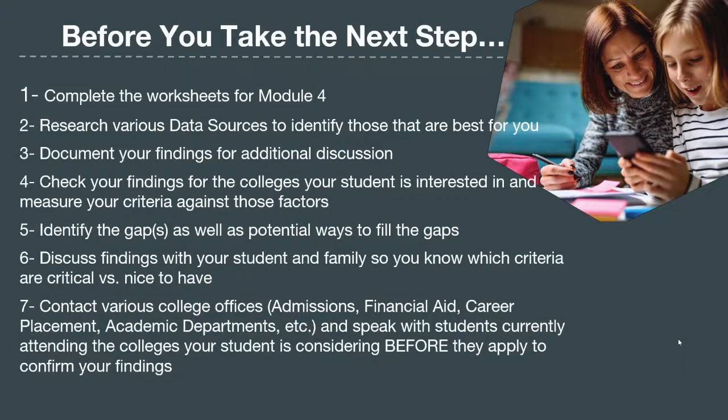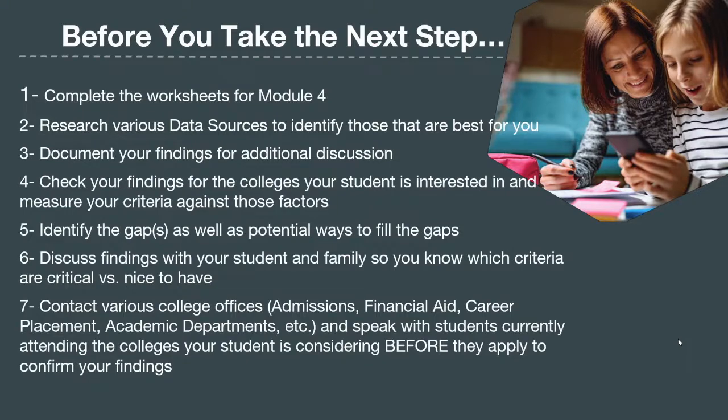Then identify gaps, as we've also discussed after each module, as well as potential ways to fill the gaps. Ways to fill the gaps might mean that you verify things with the college, with students who apply or are attending, and then try to make sure that you go back and re-evaluate the criteria to make sure it's really critical and a driving factor.